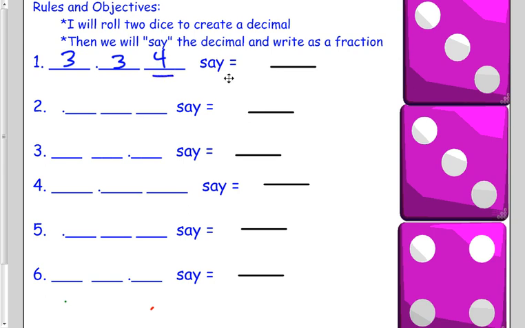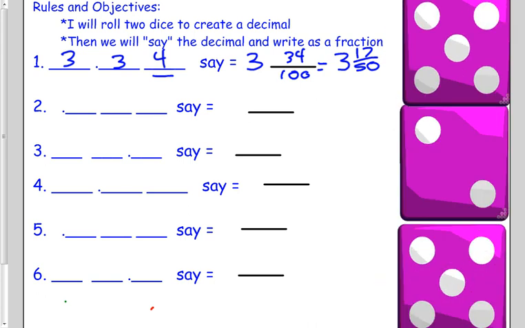So now that we said it, we're going to think fraction. I'm going to say it again while I write my fraction. 3 and 34/100. Now if you feel good about simplifying, take that extra step. I'm going to divide both of these by 2 and have 17/50. So go ahead and do that if you feel good about that. All right, let's try the next one.